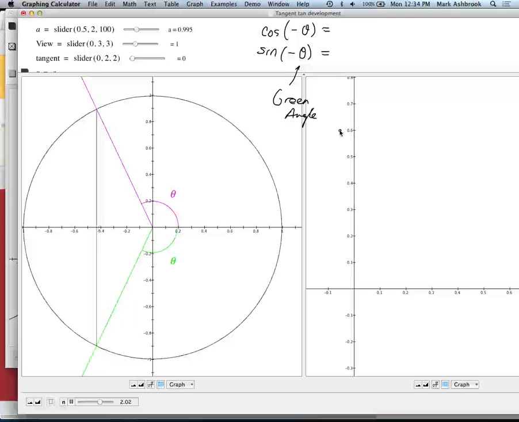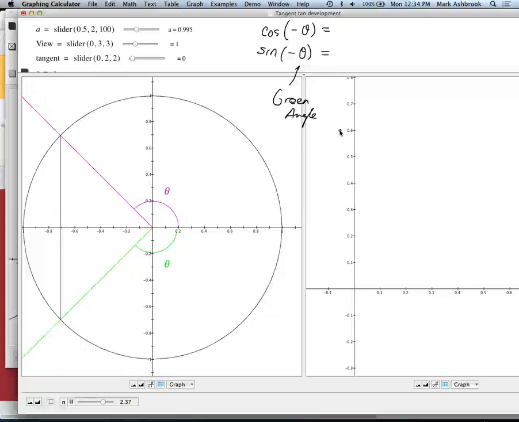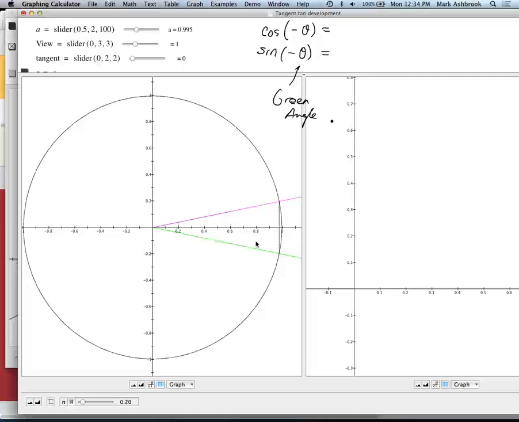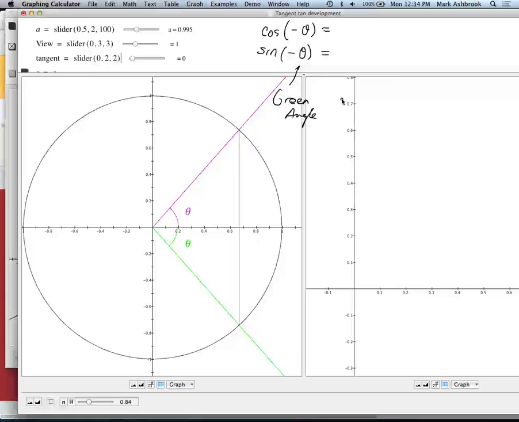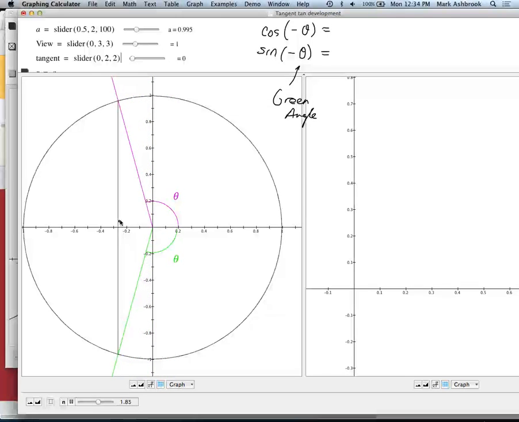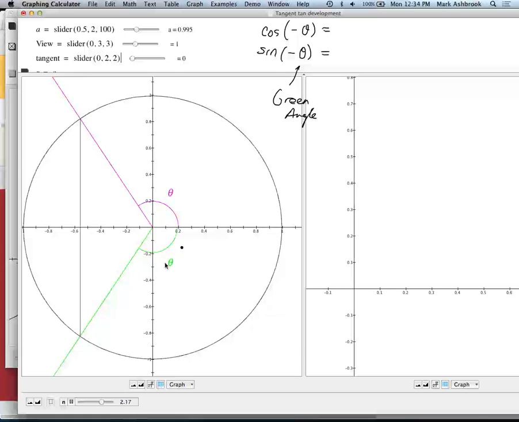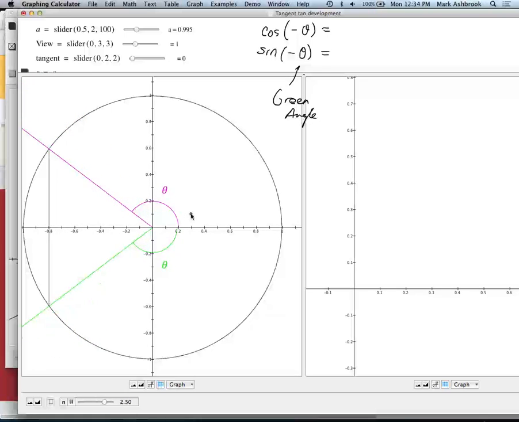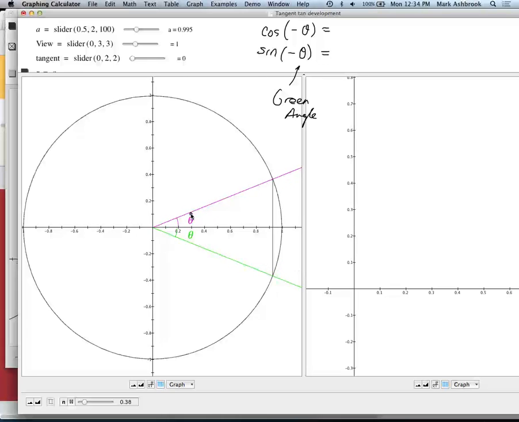Let's see here. Karen, what do you think? So let's start with cosine. So the cosine of the opposite of theta, or the cosine of the measure of the green angle. What is that equal to? Not sure. Michelle? The cosine of the measure of the green angle, what is that equal to in terms of the purple angle? What's that? Negative what? What is the cosine of the green angle?